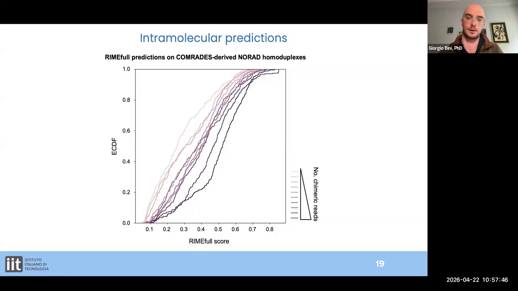intramolecular experimental detection. So in general, I would say that our results suggest that RIME predictions are strongly correlated with the quality of the data. And this is true on both intermolecular and intramolecular predictions. And I wouldn't exclude that RIME also captures some pattern useful for intramolecular prediction.